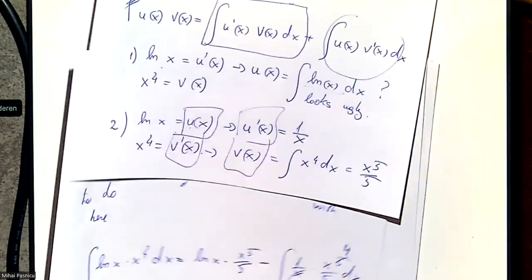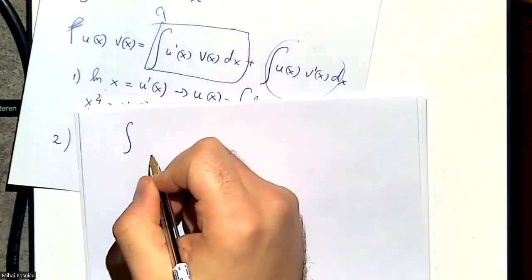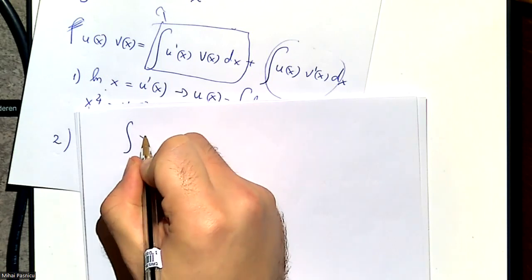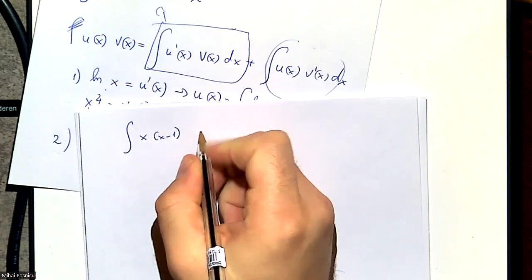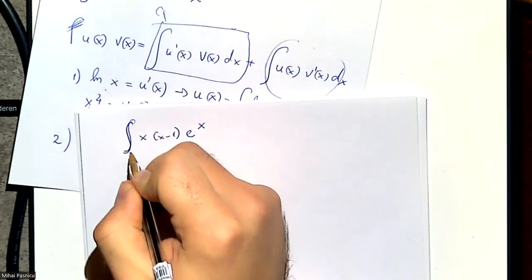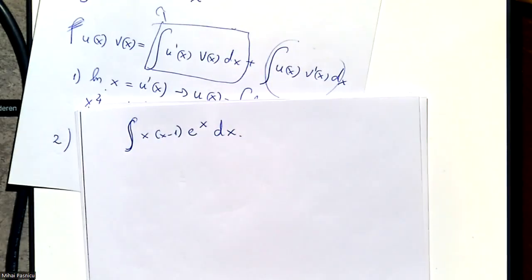Yeah. Another example, let's say you had three terms. Let's say you had an integral of x minus 1, e to the x, dx, something like that. Now imagine you have three terms and you have to decide which is u prime and which is v. How do you split them?